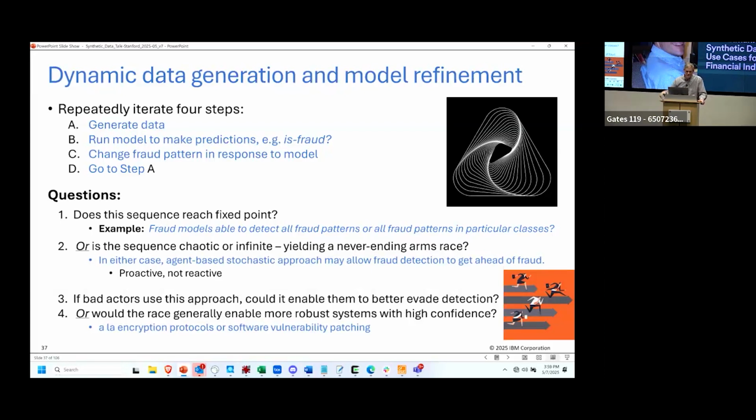So that's pretty obvious. You just follow the 4 steps up there, A through D: generate the data, run a model and make predictions, like, is something fraudulent? The fraudster then figures out that they're being caught with that particular pattern, they change it. So then you want to generate new data to reflect that change, and you keep iterating like that. And so that, I think, also brings up several questions. Does this sequence reach a fixed point? Do you eventually get a model which catches all fraud, or at least all fraud of a particular type? I don't know. I think it's an interesting question. Maybe it's an infinite chaotic sequence, an arms race that never ends. So I think there are both practical and theoretical interesting things there.